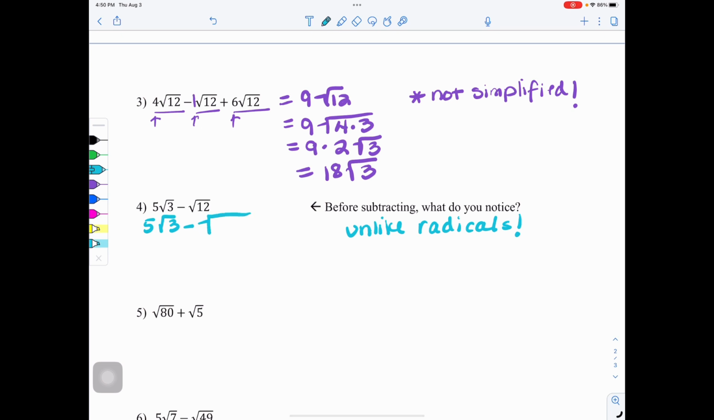We're going to break 12 down into 4 times 3 like we did previously. So this is 5 square root 3 minus, we know we can take the square root of 4 to make it 2 and come out of the radical. 3 is not a perfect square, so it's going to stay underneath. And now you can see we have like radicals. So 5 take away 2 gives us 3. This is 3 square root 3.